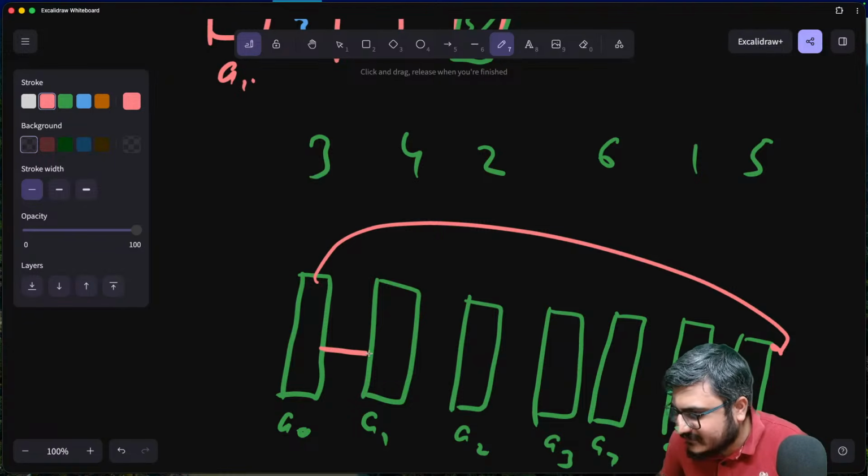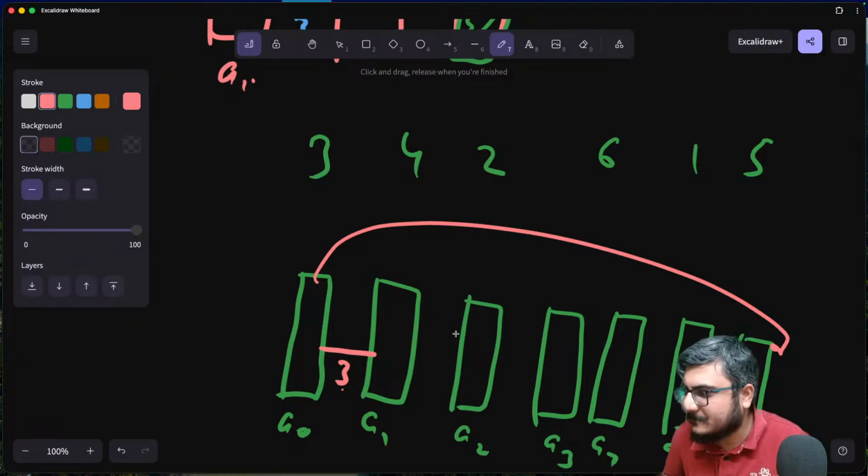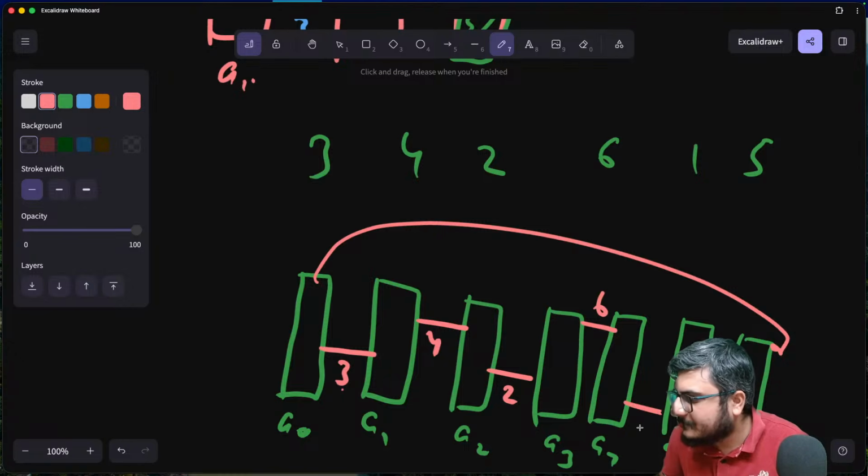Then we have water at height 3 here, pipe at height 3, pipe at height 4, pipe at height 2, pipe at height 6, pipe at height 1, pipe at height 5. We need to keep this and this empty, both of them are filled.